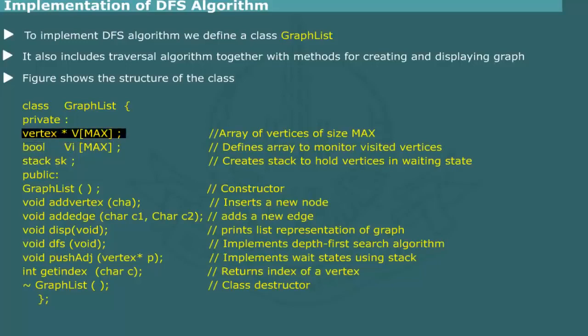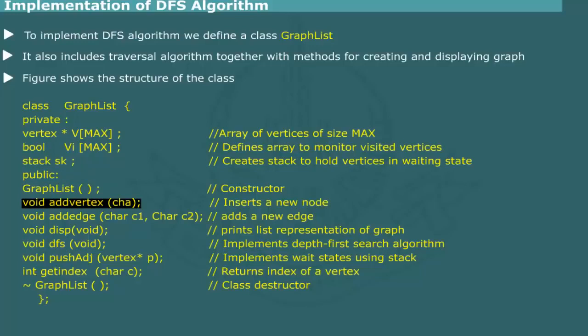a pointer array vertex of size max, which holds pointers to the graph vertices; an array vi of logical values which shows whether or not a vertex is visited; a stack sk, which is used to handle vertices in wait state. The class methods are as follows.